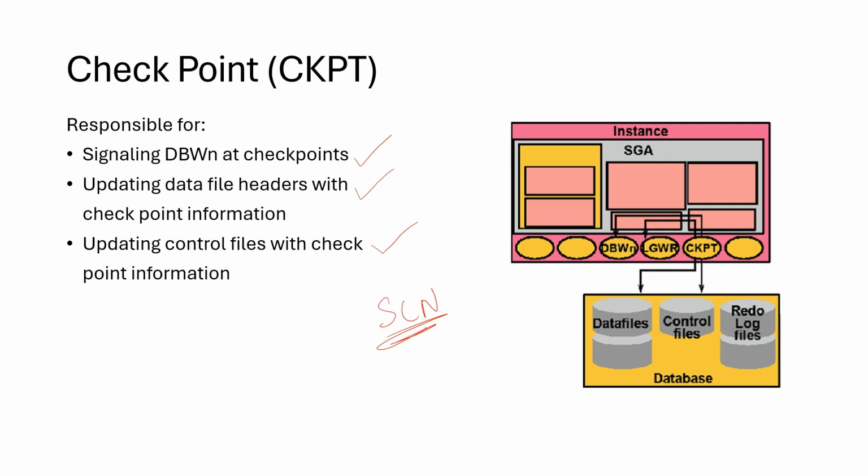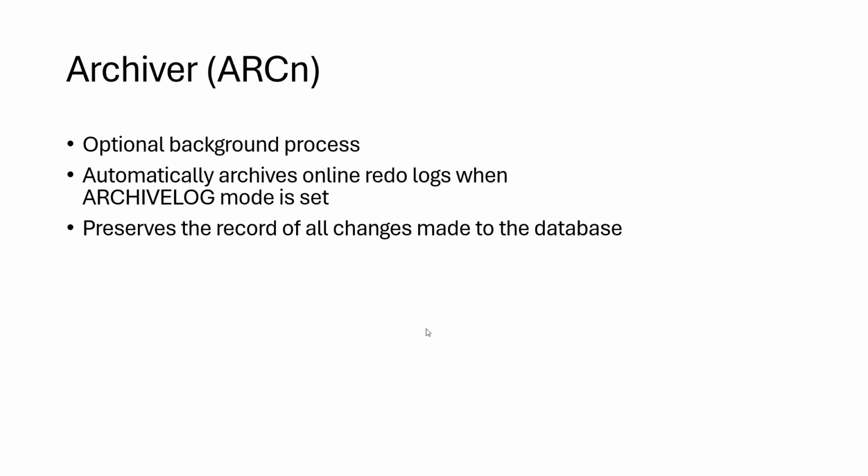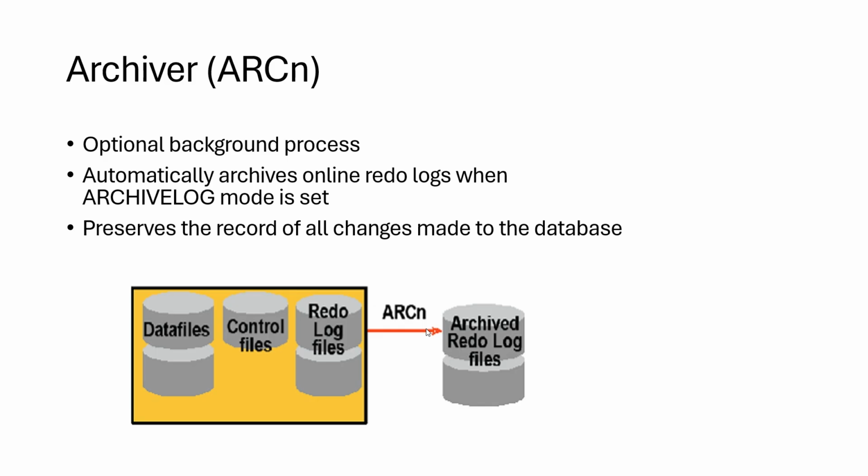Next, archiver. Archiver is another background process, and this is an optional background process. Only when your database is in archive mode will the archiver process come into the picture. If it is not in archive mode, the archiver process will not come into the picture. If not in archive mode, no archive logs will be generated, and your redo logs will be overwritten again and again.